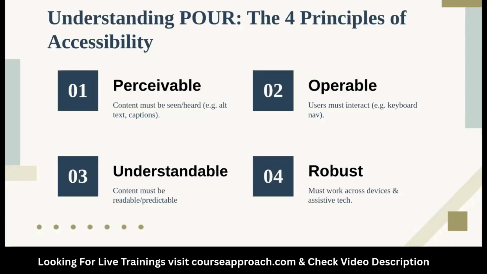This comes under understandable. Robust means content should be coded in such a way that it remains accessible in all assistive technologies across different devices, and as this technology evolves, in current and future ones as well. These kinds of issues come under the robust principle. So these four principles are like four pillars for accessibility.